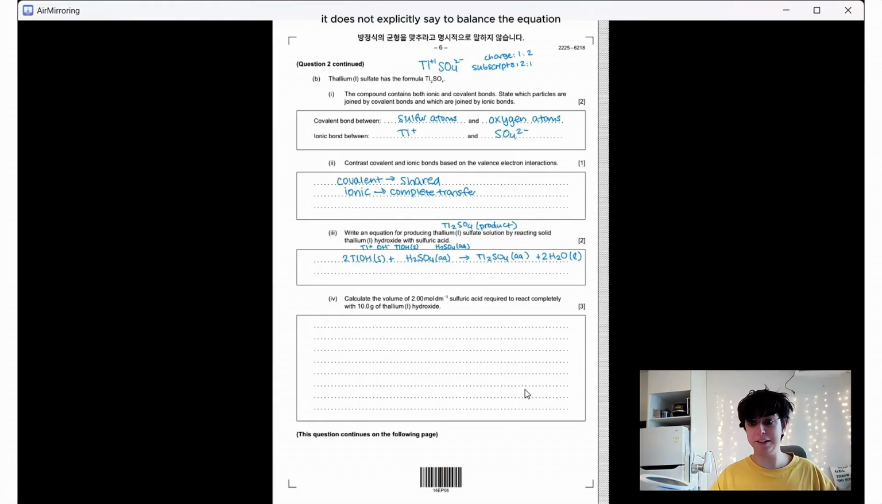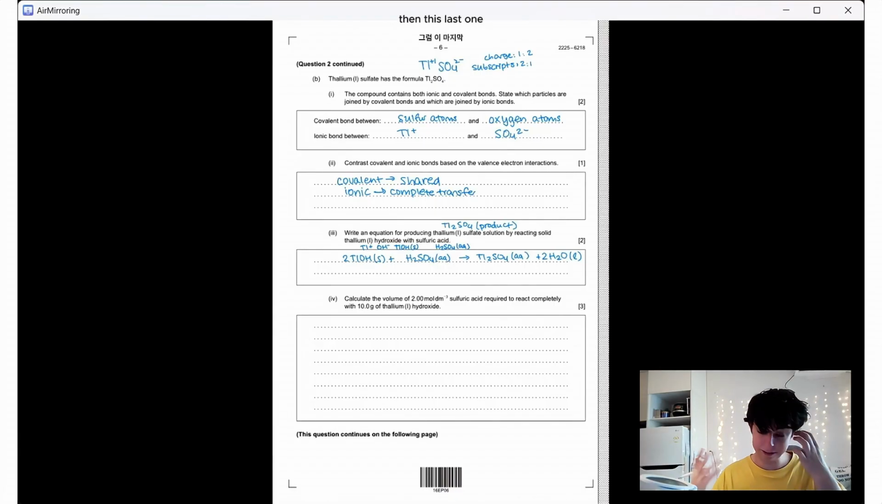It does not explicitly say to balance the equation. However, that is always a step that is assumed that you have to do. That is always the beginning of every mark scheme, that every equation should be balanced. Then this last one, part 4, is to calculate the volume of 2 mol per dm³ sulfuric acid required to react completely with 10 grams of thallium hydroxide.